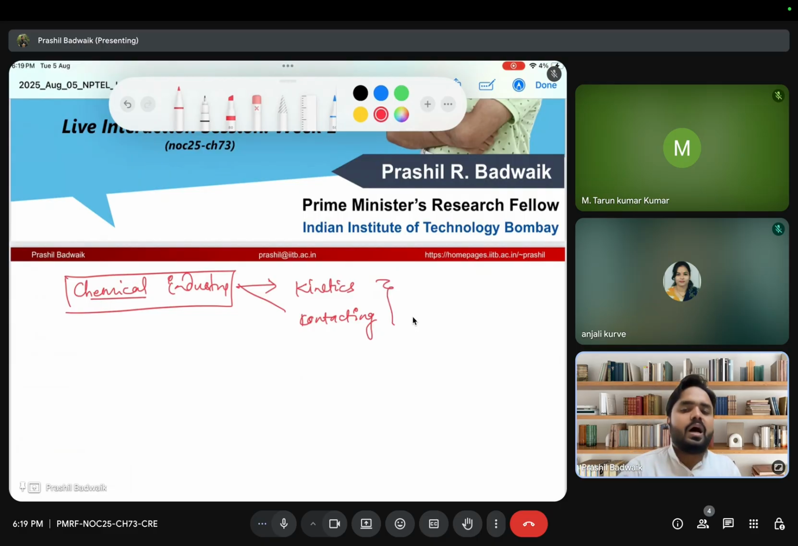These two things decide how efficient and how economical your process would be for the manufacturing of a particular chemical, for example ammonia. What is the best process, at what temperature and pressure we should do that reaction? The kinetics tells you the speed of the chemical reaction, and contacting is what sort of contacting pattern you should use, for example semi batch reactor or the plug flow reactor, which we are going to discuss in detail. These things will decide the efficiency of the process.